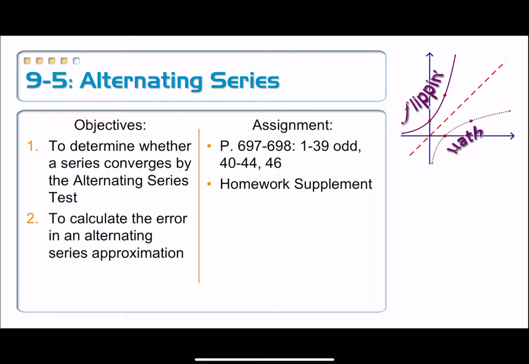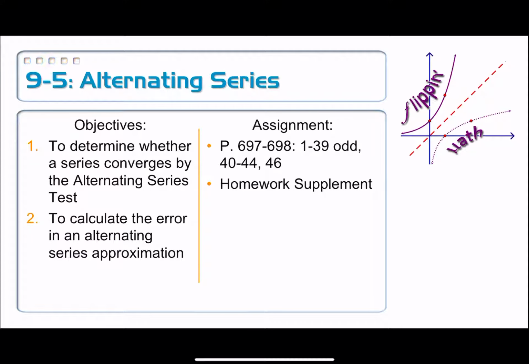In this lesson, we're going to be talking about alternating series. We've got two objectives, as you can see. We're going to be determining whether a series converges by the alternating series test. So we're going to be able to add to our list of possible tests to see whether or not a series converges. Now, heads up, the alternating series test only tests for convergence. It does not test for divergence. And then the second part of this is calculating the error in an alternating series approximation.